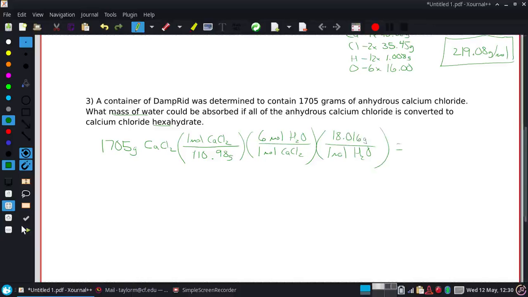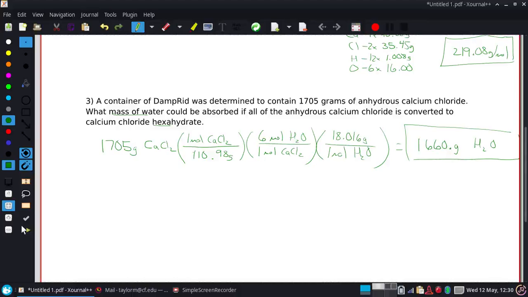So that 1,700 grams of calcium chloride should be expected to absorb about 1,660 grams of water. So it's almost expected to double its weight, or absorb its weight in water. And the neat thing about this, if you actually do get some DampRid, you will find it typically absorbs a little bit more than that, because the solution of calcium chloride, being supersaturated, will actually still absorb more water. So it actually absorbs more than its weight.